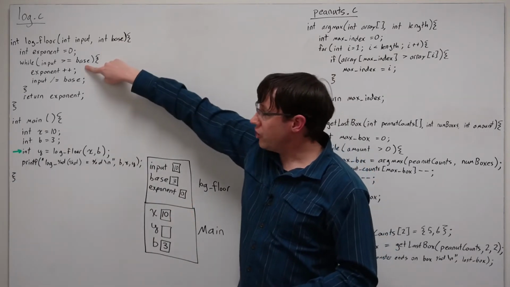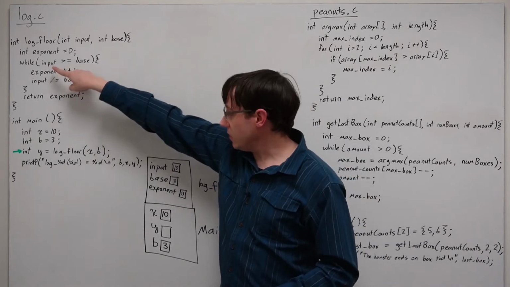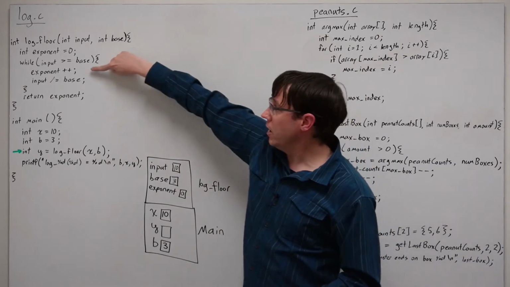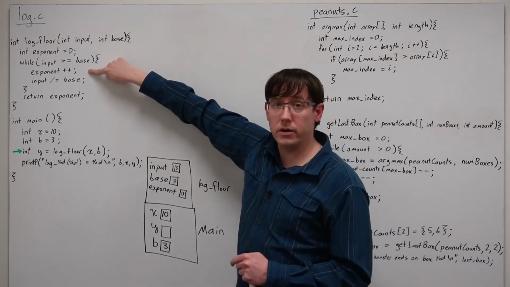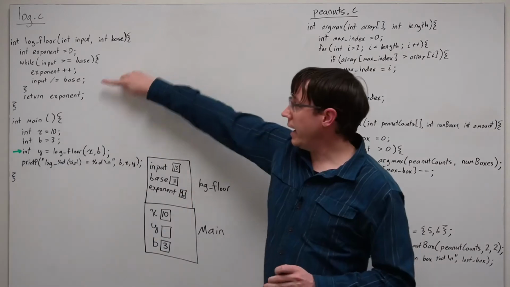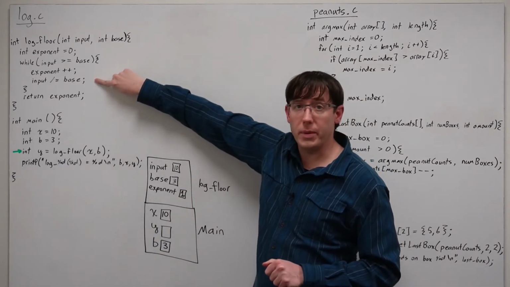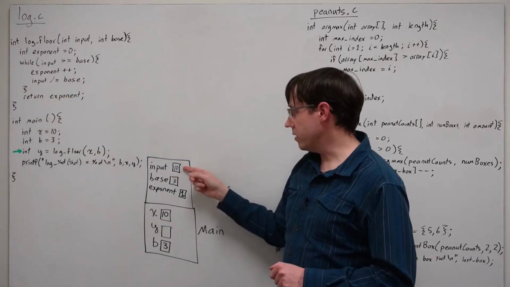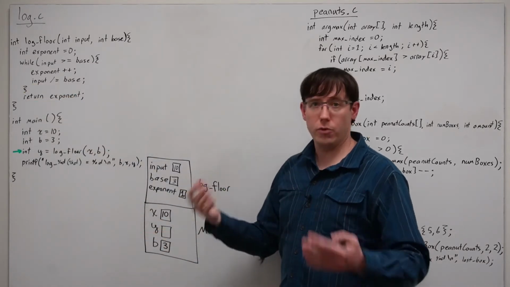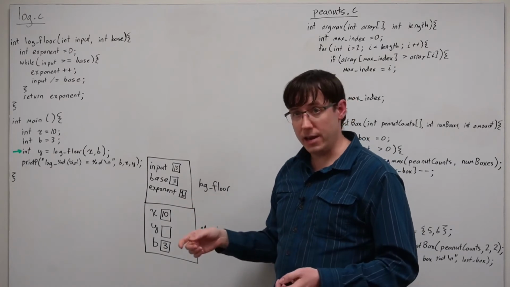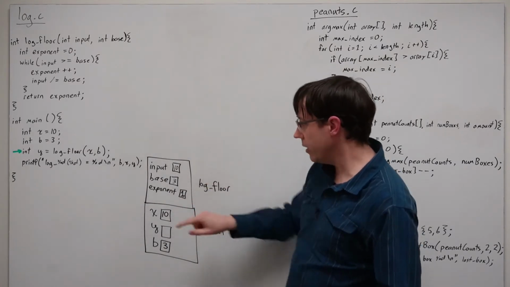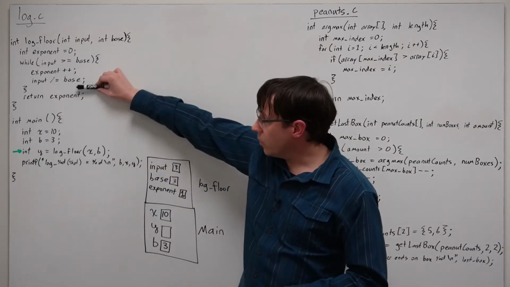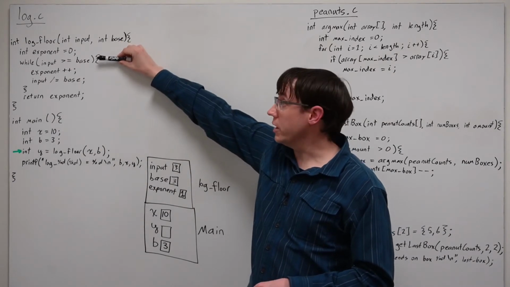Then we check the while condition, and since input is greater than or equal to base, we go into the while loop, where we will add 1 to the exponent and divide input by base, storing the result back into input. So when we divide 10 by 3 and throw away the remainder, we get 3, and we store that result back into input, so this value gets updated to 3. Then we go back to the top and check the loop condition.